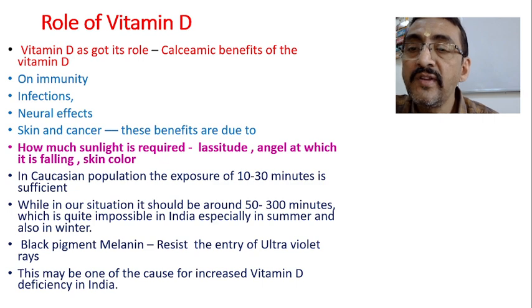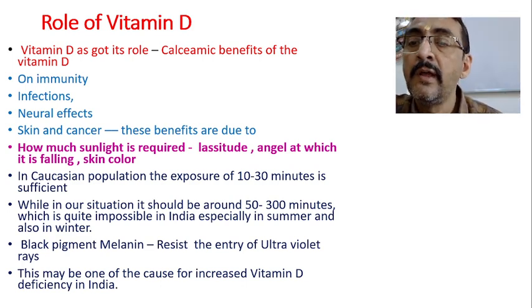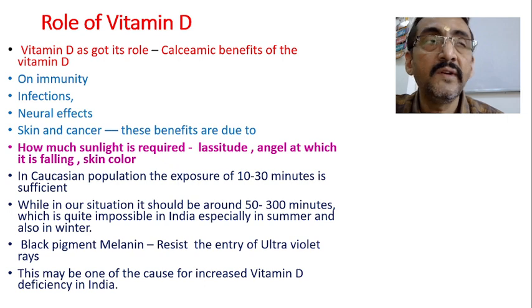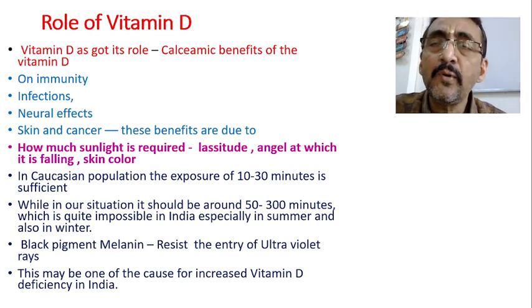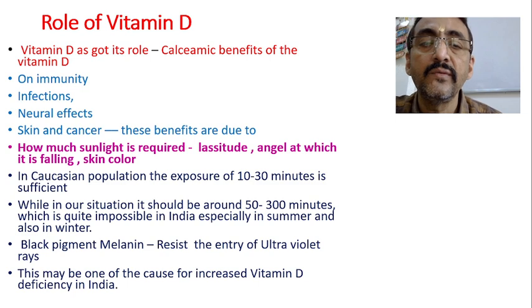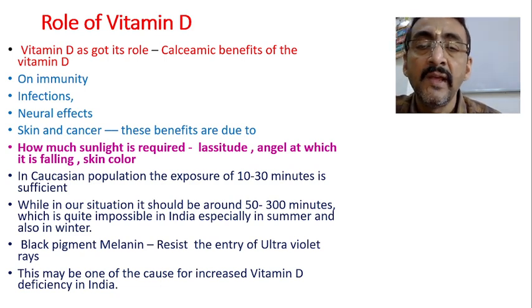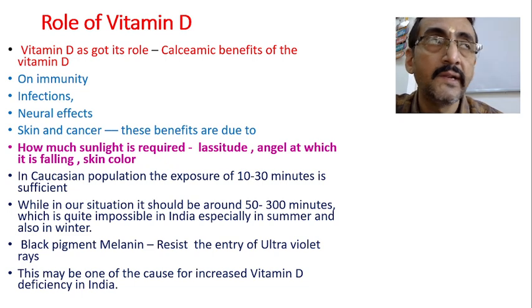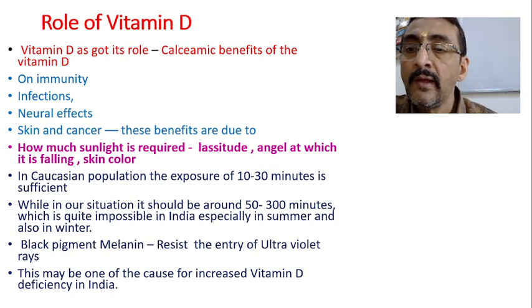In the Caucasian population especially, exposure of 10 to 30 minutes of sunlight is sufficient to initiate the process of vitamin D formation. While in our situation, especially in Asian situations, it should be around 50 to 300 minutes. This is what is recommended, which is quite impossible in India, especially in the summer and also in winter. In winter there is a scarcity of sun rays, whereas in summer it is intolerable.